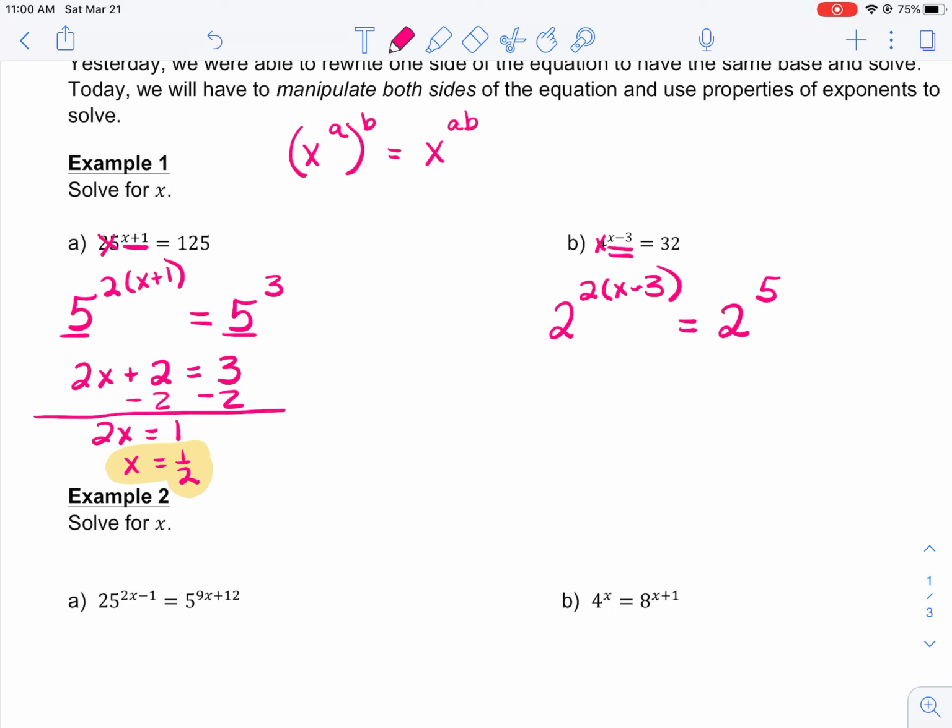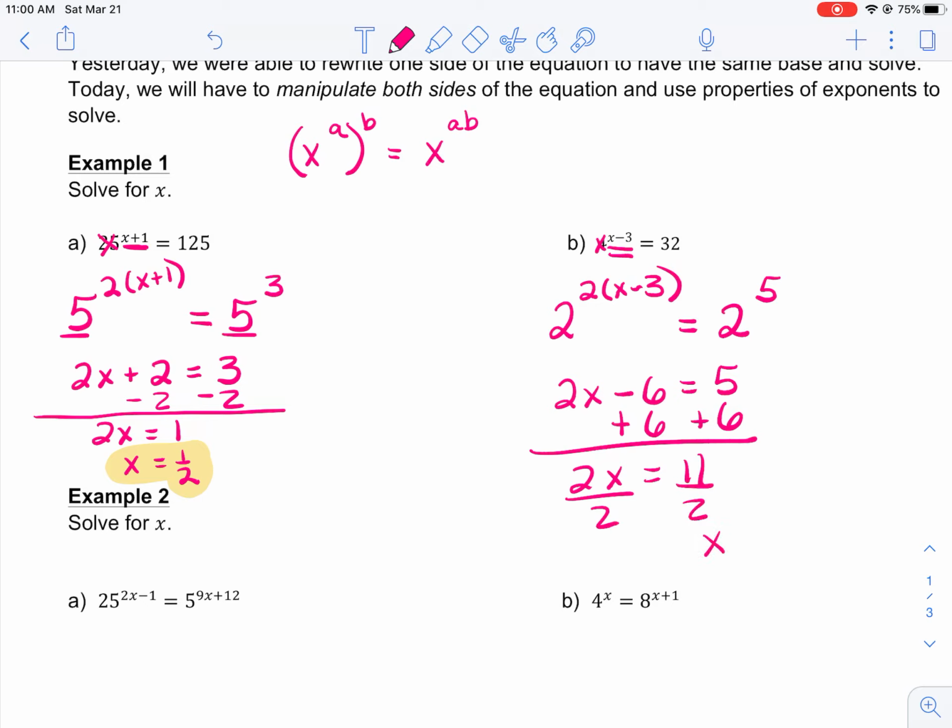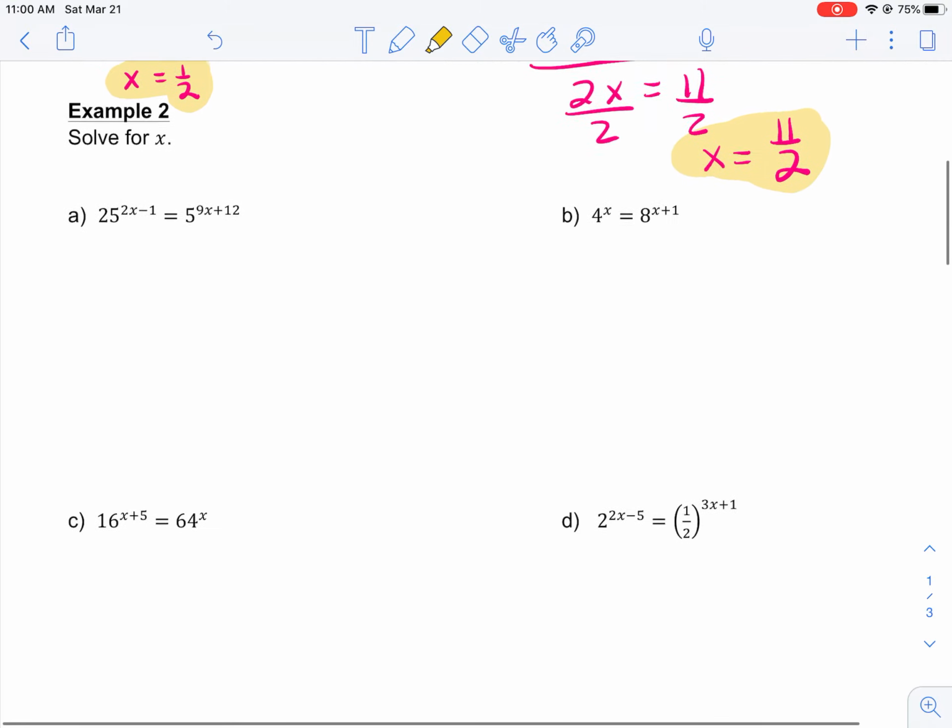So now that I have the same base, I'm going to go ahead and distribute my 2. 2x minus 6 equals 5. And then I'm going to add 6 to both sides. 2x equals 11. Divide by 2, and we get x equals 11 halves. So notice in these problems, we have to change both of the bases, so we have to be a little bit more creative.